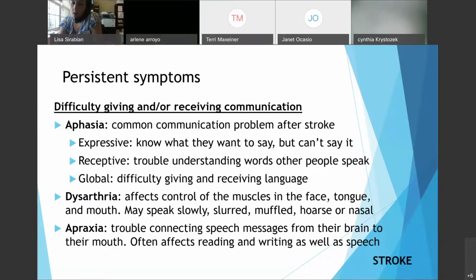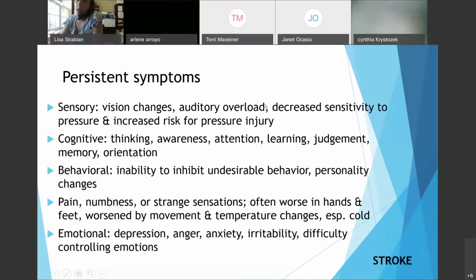Dysarthria and apraxia both have more to do with the motor control. So with dysarthria, they may have trouble with the muscles of the face, tongue, and mouth. So you might have somebody who is speaking slowly, slurred, muffled, hoarse, or nasal. And then again with apraxia, trouble connecting the speech messages from the brain to their mouth. Again, difficulty with voluntary movement for speech.